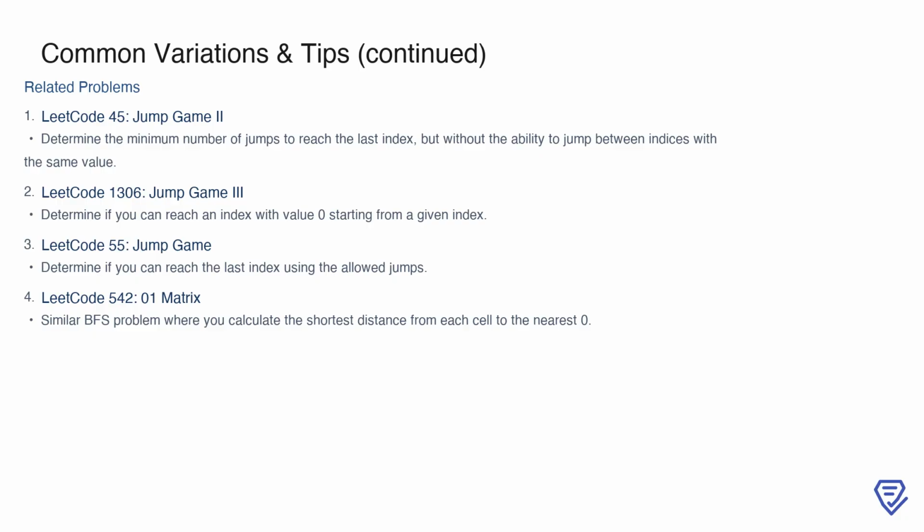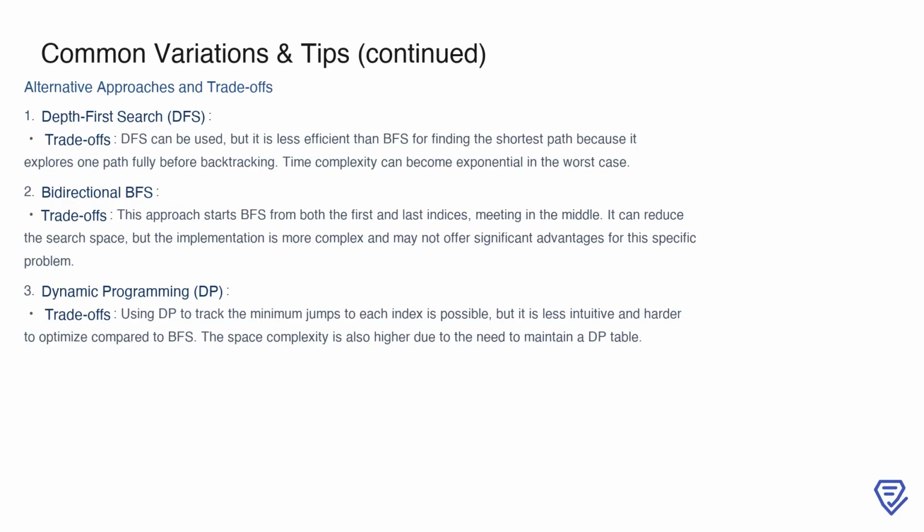While BFS is the preferred approach for Jump Game 4, alternative strategies exist, each with its own trade-offs. Depth-first search, or DFS, can be used, but it's less efficient for finding the shortest path because it explores one path fully before backtracking. This can lead to exponential time complexity in the worst case.